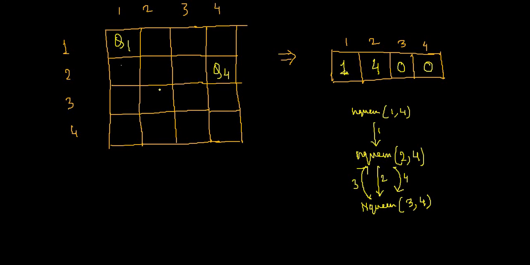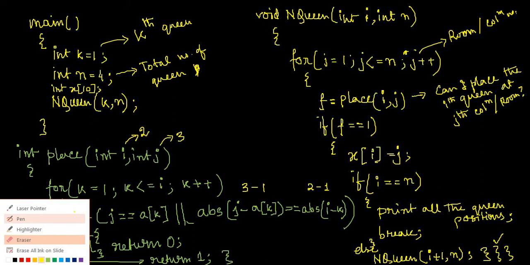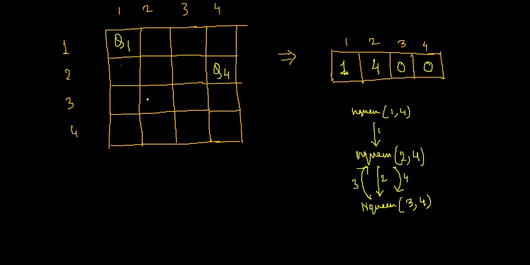And as soon as it finds that the second column is safe for the third queen, what will happen? This part will execute, the flag will be true, and this will execute. Here i means 3. So x of 3 will be equal to j, and j is equal to 2. So this 0 will be replaced by 2, as if you have placed queen 3 over here.